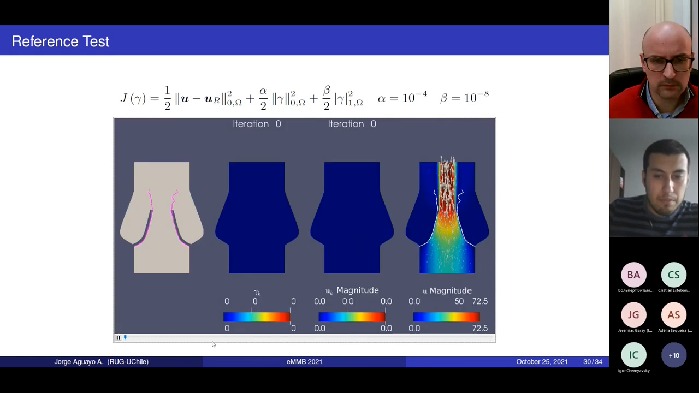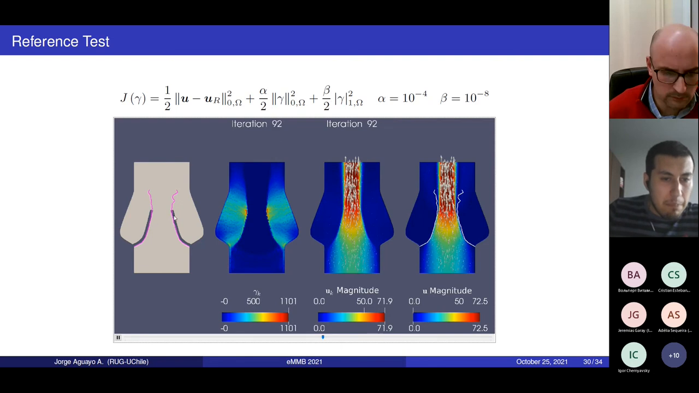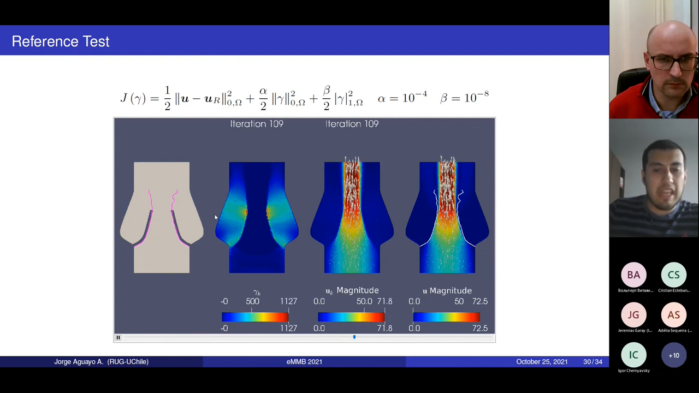Sorry, let me put the video again. And you can see that this line is also in the same position as the original valve. So we can say that we have a good approximation of the maximum of this gamma function to obtain the original shape of the valves.